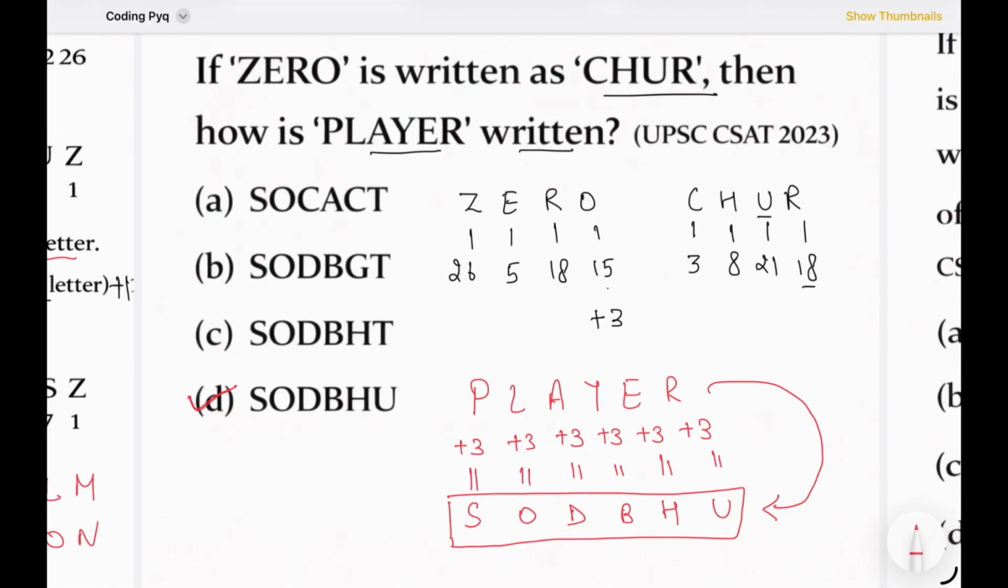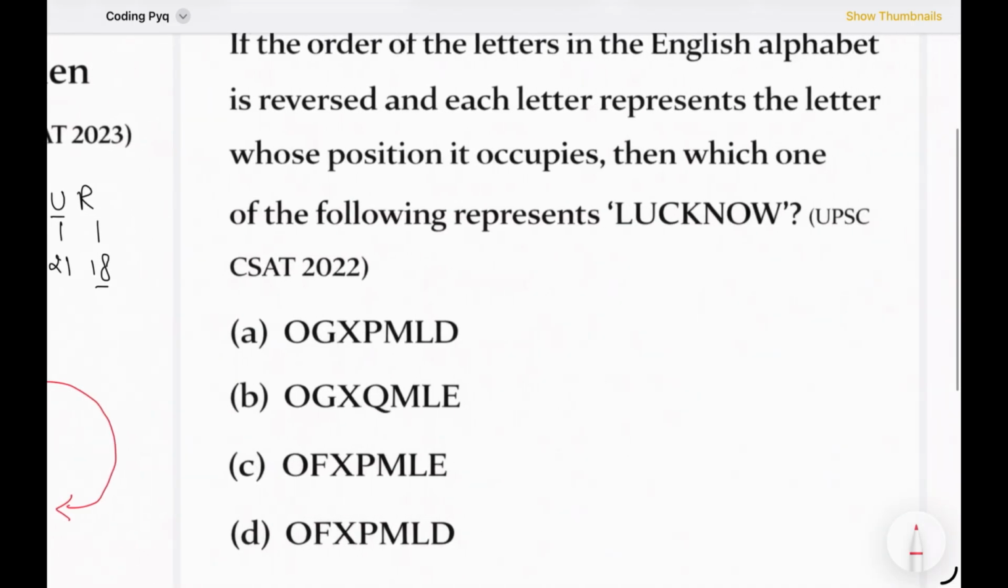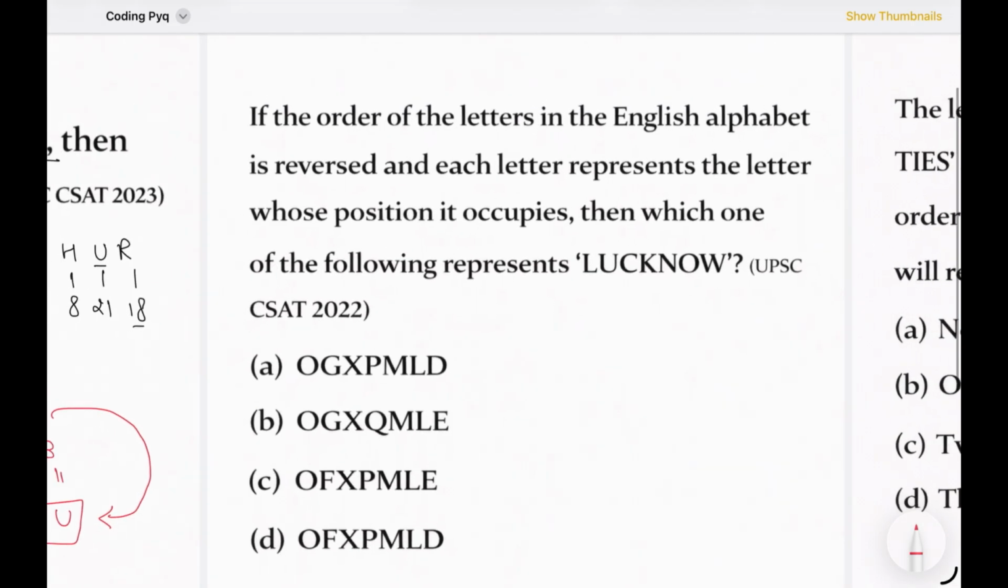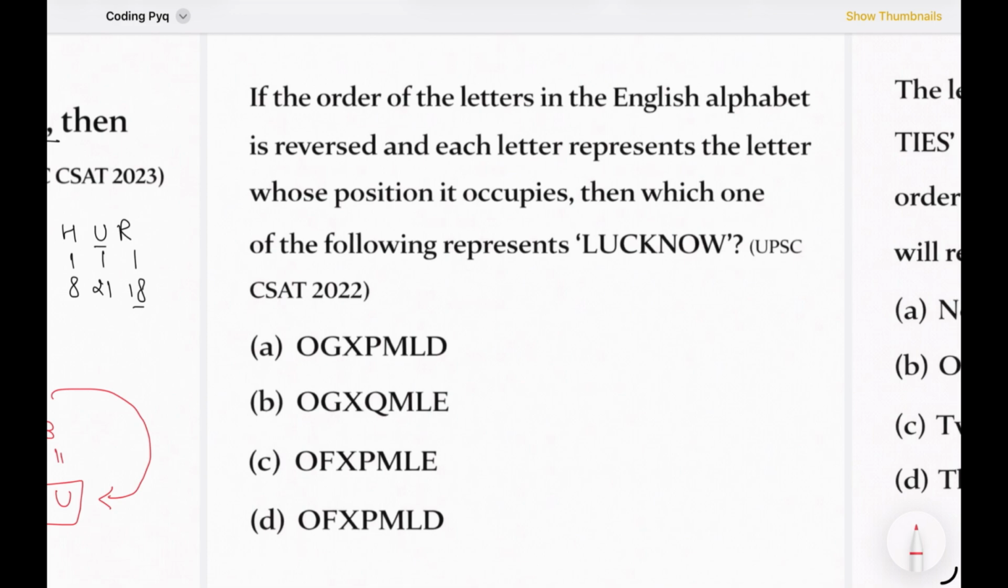The next question is from the 2022 examination. If the order of the letters in the English alphabet is reversed and each letter represents the letter whose position it occupies, then which one of the following represents the word LUCKNOW? In this question we are given the word LUCKNOW and we just have to apply the pattern to the given word. We have to find the opposite letters, and to do that we subtract the forward position from 27.